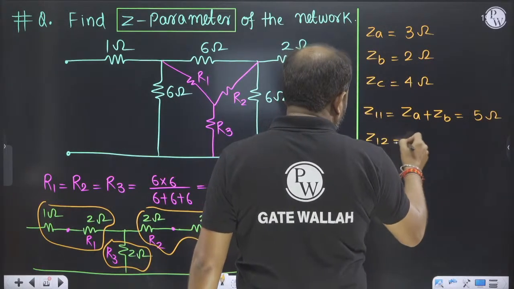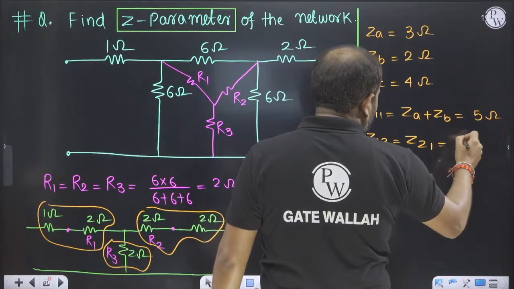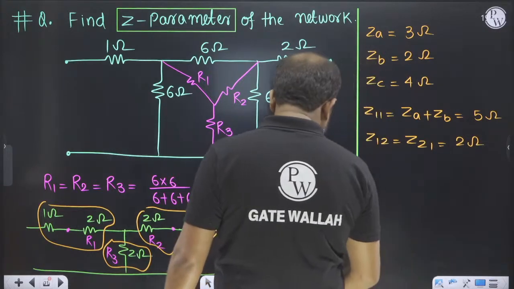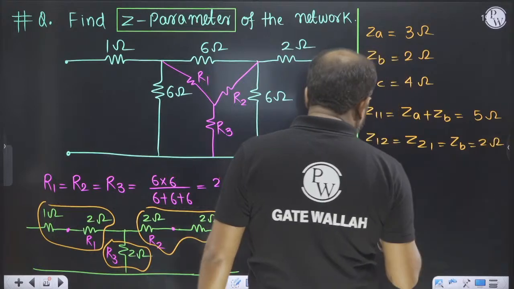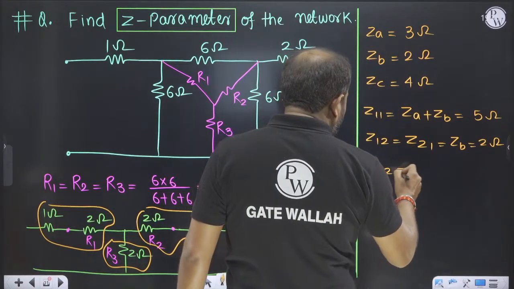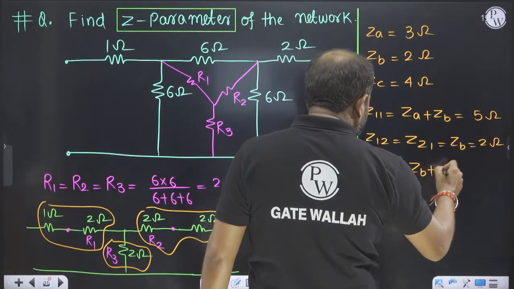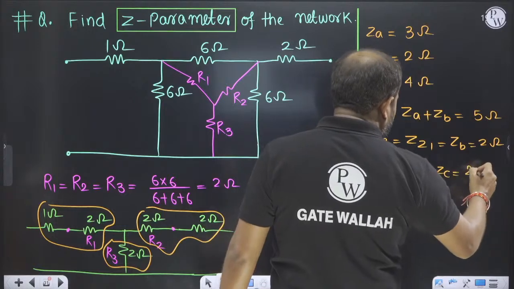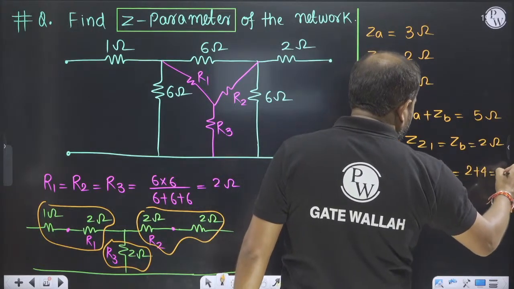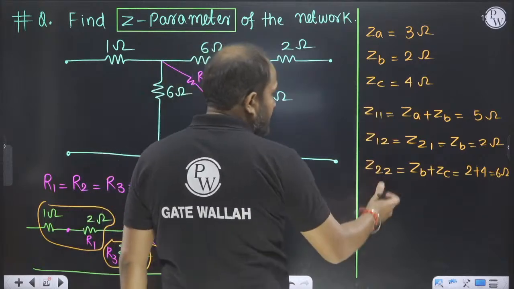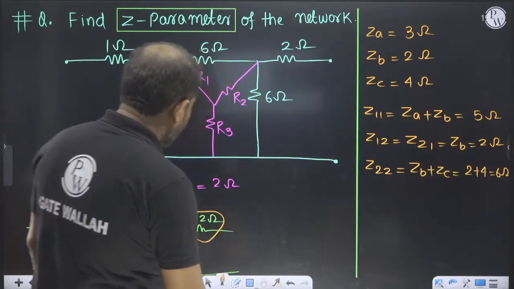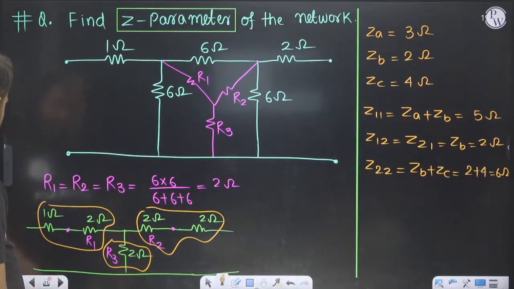Z12 and Z21 will be equal to ZB, so it will be 2 ohm. And Z22 is equal to ZB plus ZC, so it will be 2 plus 4, 6 ohm. Then we have this Z parameter. Now we know the Z matrix.